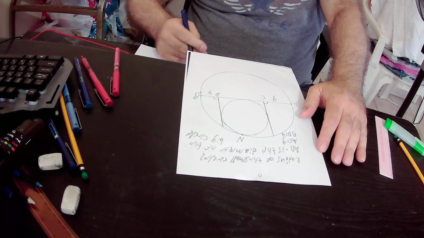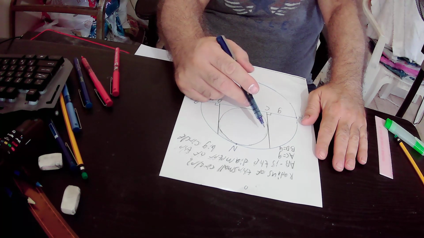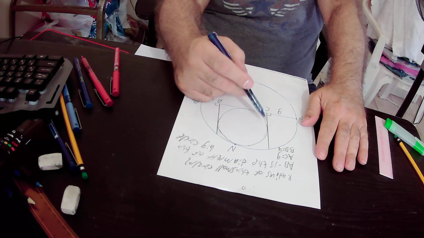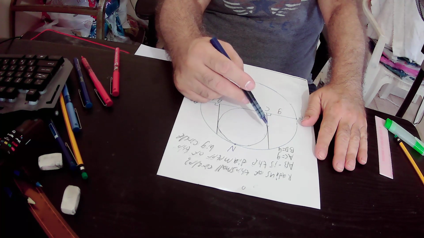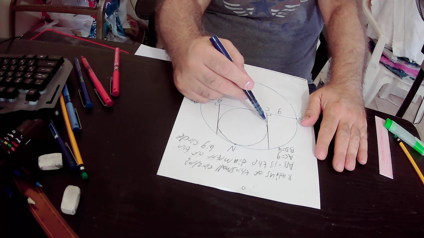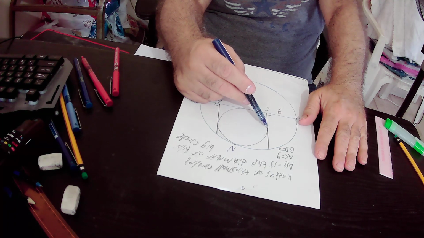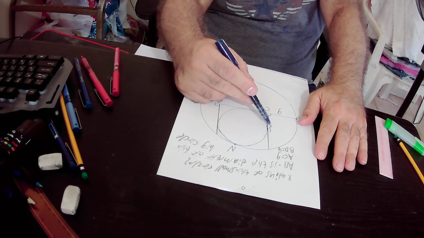and also the small circle has three tangents. This is the first tangent, this tangent is tangent to the circle at this point. Let's call this point S.